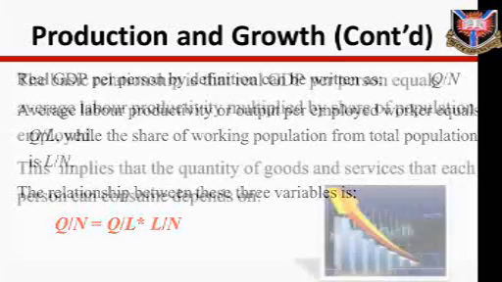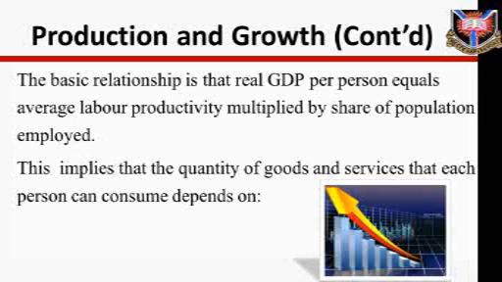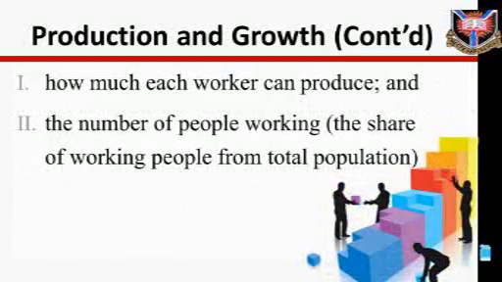That is the basic relationship, in that real GDP per person equals average labor productivity multiplied by share of population employed. If we think of output produced per person being equal to output consumed per person, then the above expression implies that the quantity of goods and services that each person can consume depends on A, how much each worker can produce, and B, the number of people working.